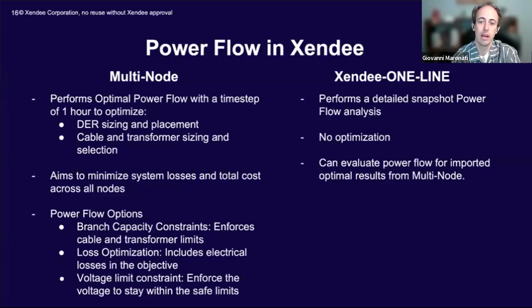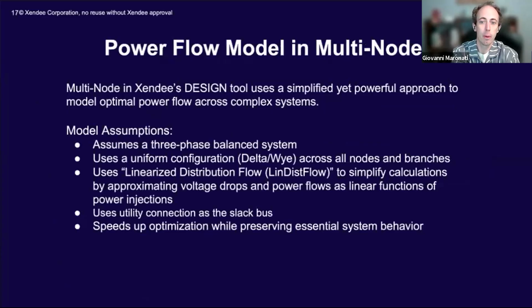Xendee one line, on the other hand, is a more detailed standalone analysis that is not part of the optimization that we're going to cover in a few slides. So to make the optimization fast and robust, we use LinDistFlow. It's a linearized distribution flow approximation of AC power flow. And we have the assumptions of a balanced three-phase system. This combination of assumptions helps us speed up the optimization while preserving the essential system behavior.